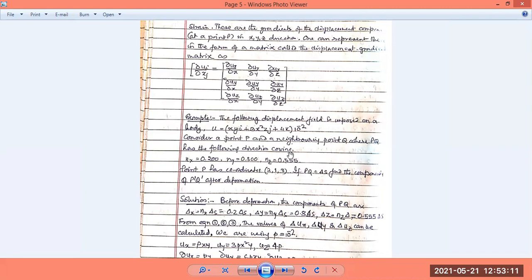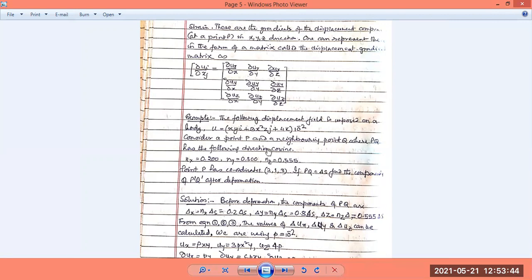Well, PQ has the following direction cosines, the components of the displacement vector along x and y directions, which can be obtained by taking the cosine of the angle in between, and this is the direction cosine given here as nx, ny, and nz. Now point P has the coordinates 2, 3. From the coordinates of P dash Q, we find the components of P dash Q dash after the deformation.